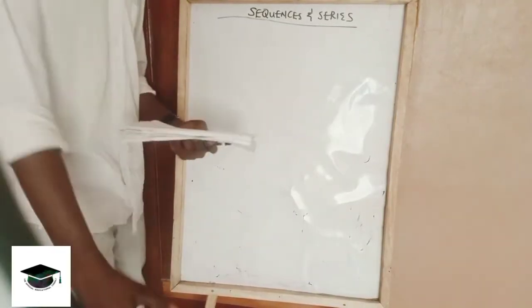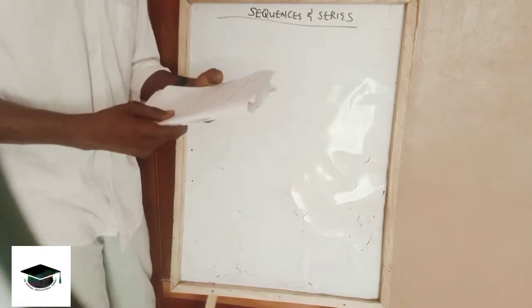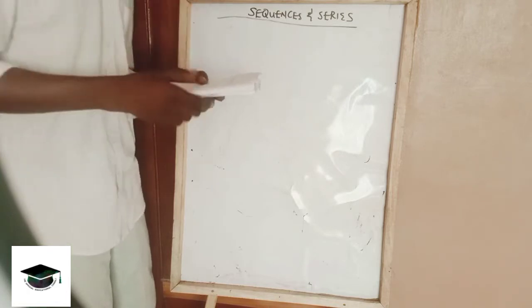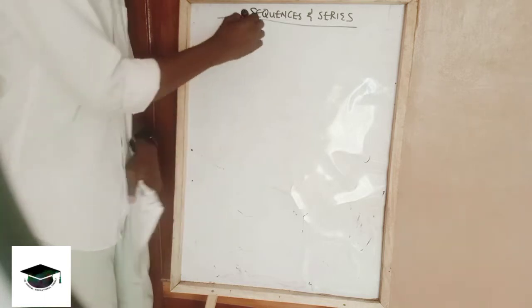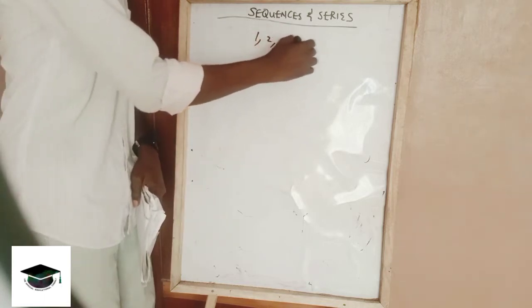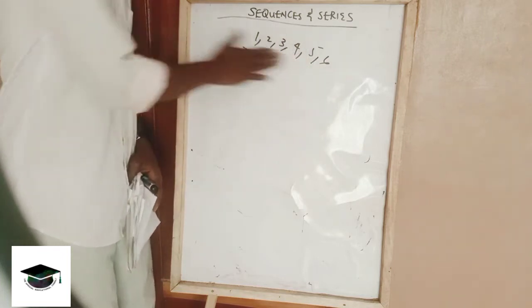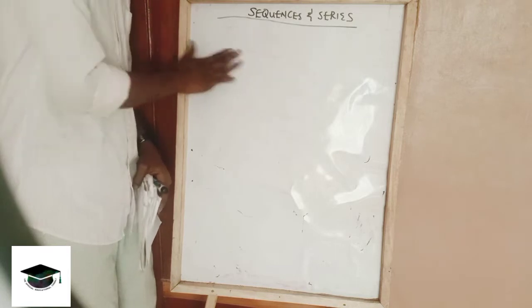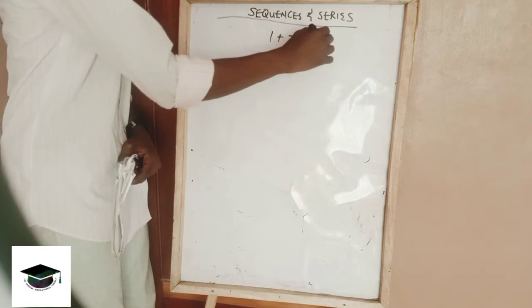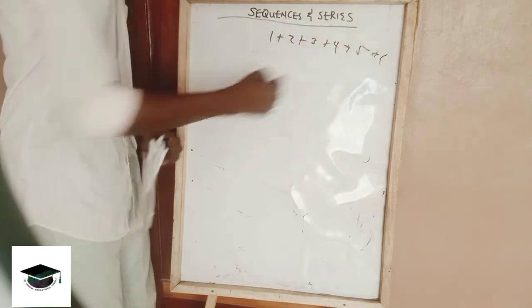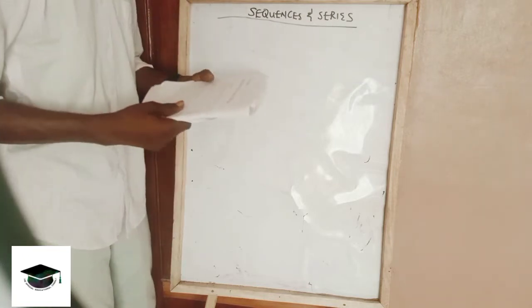Good day. Now in this video, I'll be teaching you sequences and series. Under sequences and series, a sequence is a set of numbers. For example, you have something like this: 1, 2, 3, 4, 5, 6. These numbers have been arranged in sequence. Then we have the series, for example 1 plus 2 plus 3 plus 4 plus 5 and so on. These are examples of numbers arranged in series. Do you get it now?